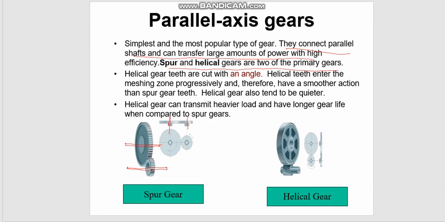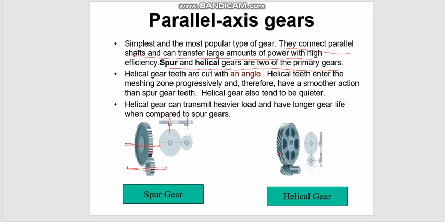The helical gear teeth are cut at an angle. Helical teeth enter the meshing zone progressively and therefore have a smoother action than spur gear teeth. So helical gears also tend to be quieter. If you look at these two gears, the spur gear and the helical gear, the difference is basically in the way the teeth are cut, right? The teeth over here are cut straight, and on the helical gear they are cut at an angle. So the reason why it is cut at an angle is this.